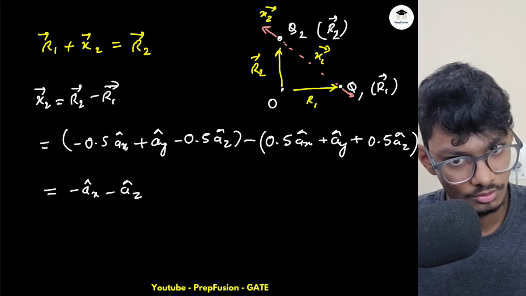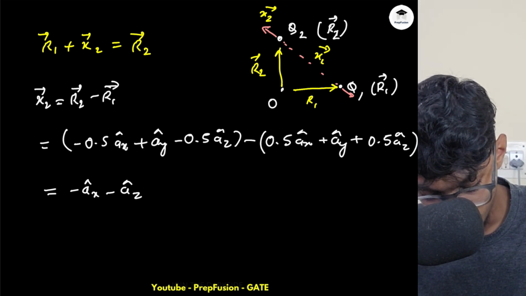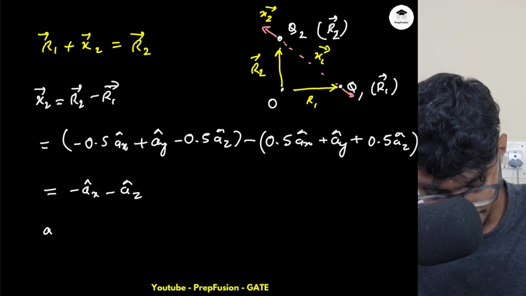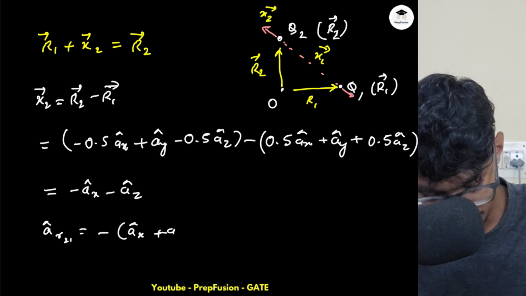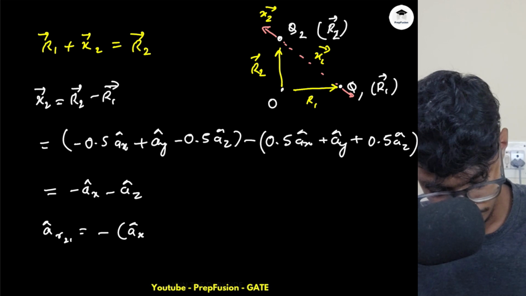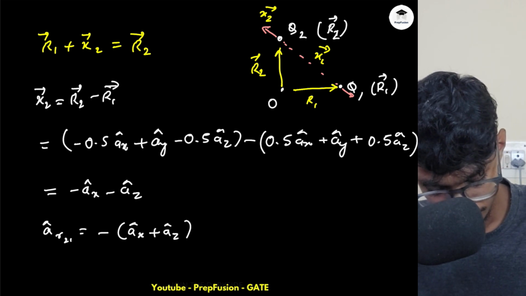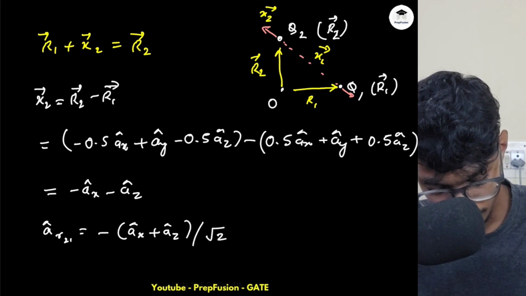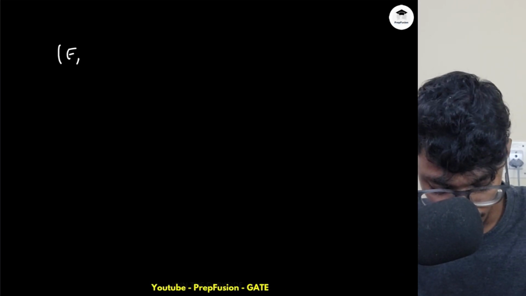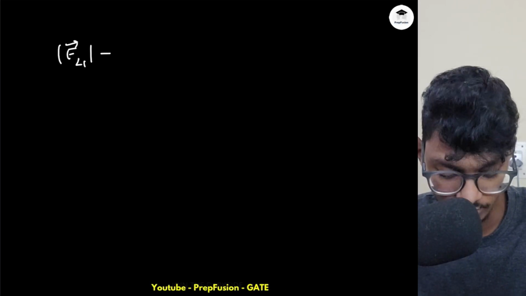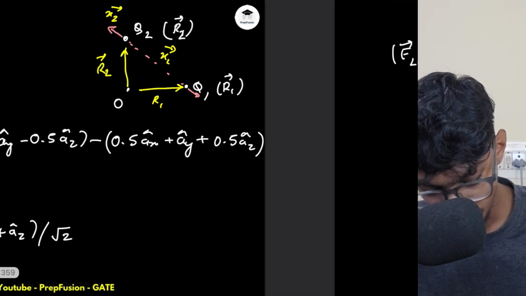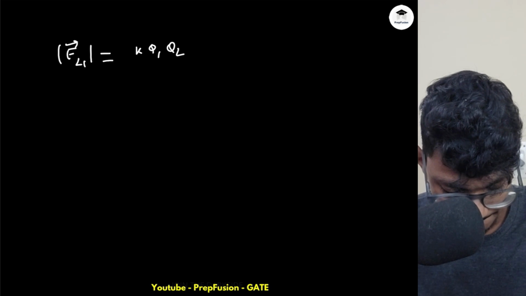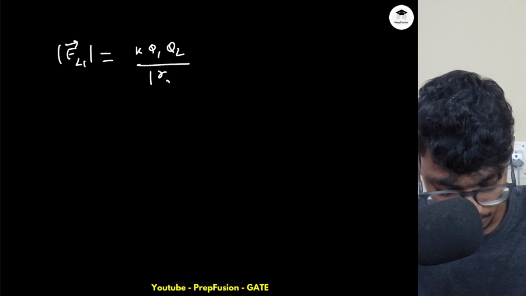Now I need to find out the unit vector. So a r21 cap will be simply minus of ax cap plus az cap divided by root 2. And what is the magnitude of the force? Now everything is simple. I just need to find out the magnitude of force. I don't care about the signs of the charges. Is it in vacuum? It is in vacuum, so it will be k q1 q2 by the magnitude of r21 whole square.